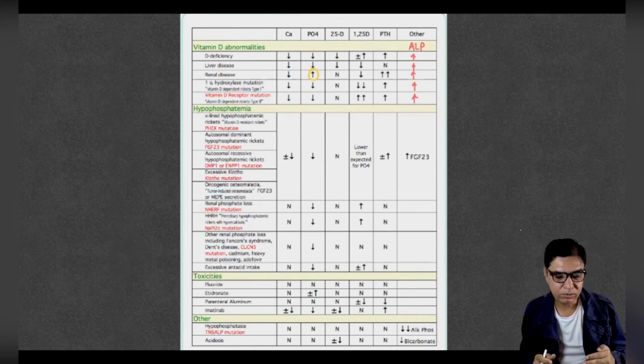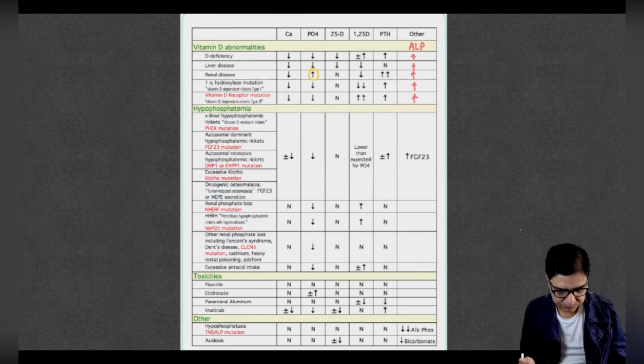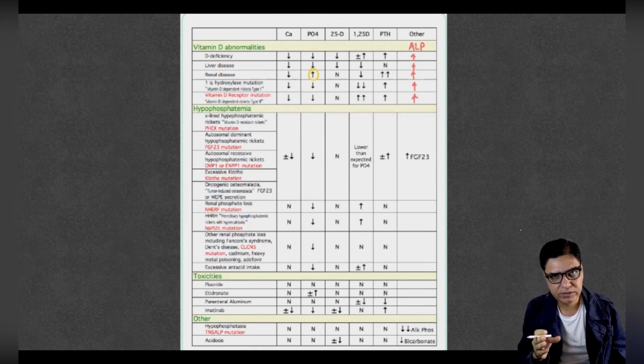So is there any problem in 25 hydroxylation? Is there any problem in 1 hydroxylation, or is there any problem at the receptor level, or is there any problem at the kidney level? So how we do it: in all cases where you are suspecting rickets, you have to order a bone profile. So you have to look at the alkaline phosphatase, you have to look at the calcium, you have to look at the phosphate.